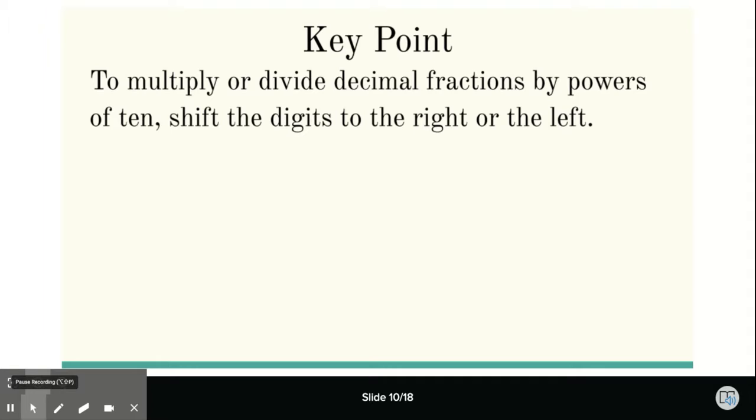When we multiply, it shifts to the left. So that's like an 8 going to an 80, right? 8 times 10 is 80. And when we divide, the numbers shift to the right. That's like an 80 divided by 10. That 8 is shifting to the right.